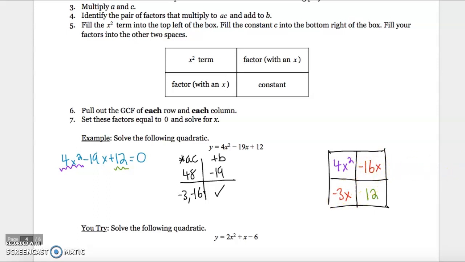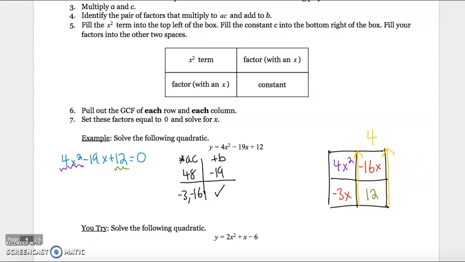Now what we're going to do is find GCFs of each row and each column. I'm going to start with my columns, and I like to just draw arrows up. So I'm going to find the GCF of each of those columns. On this far right column here, the GCF between 12 and negative 16 is the number 4.